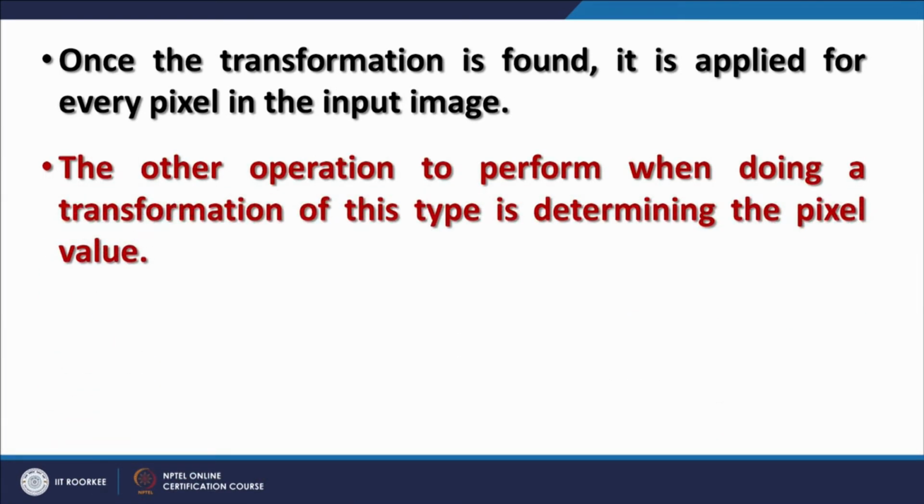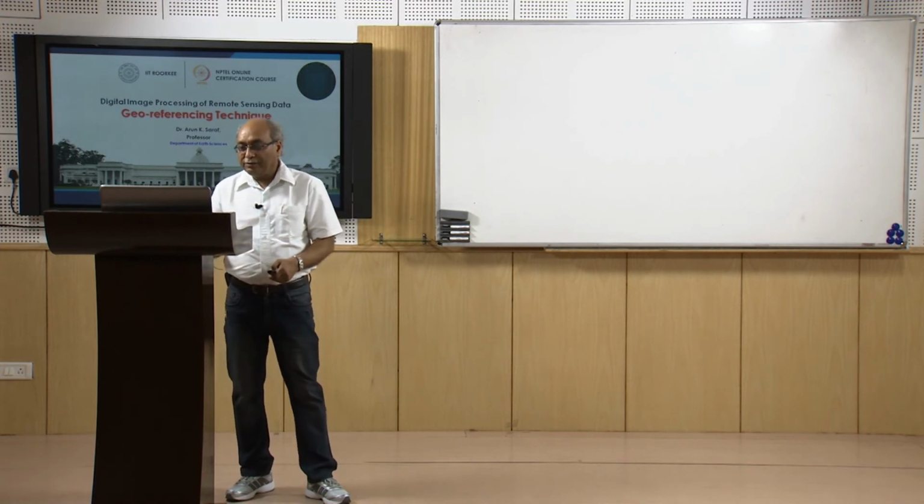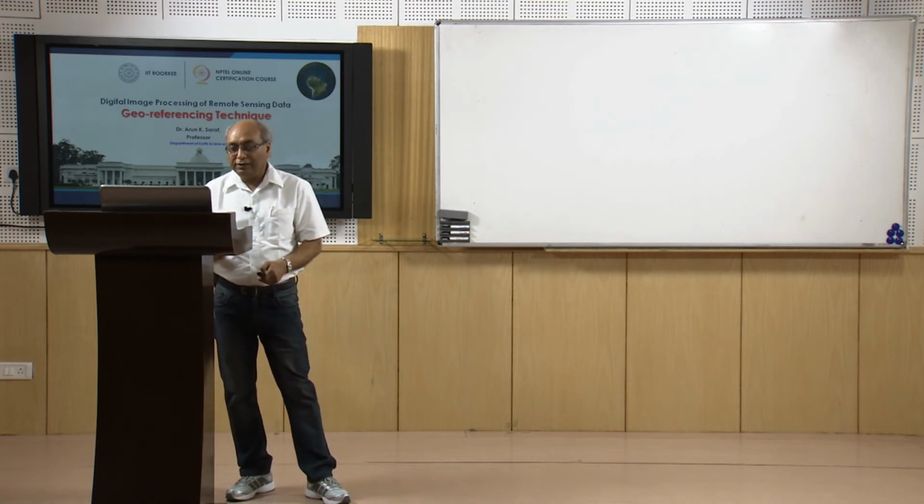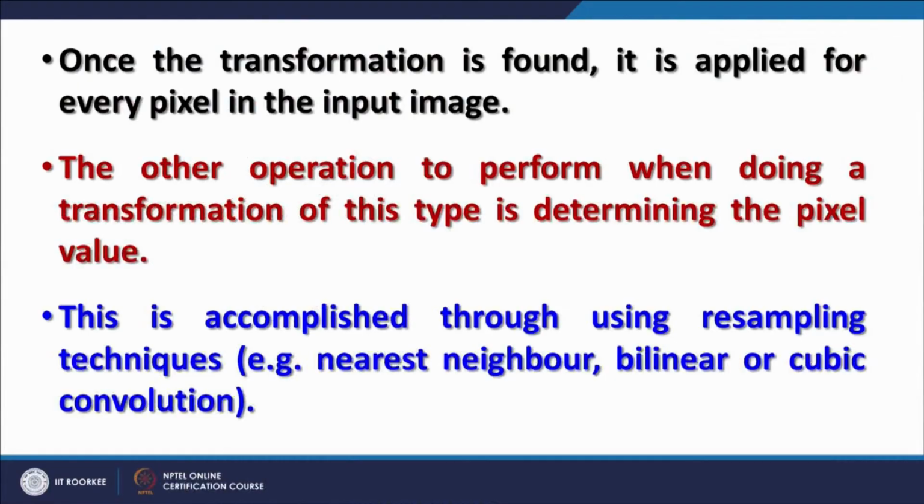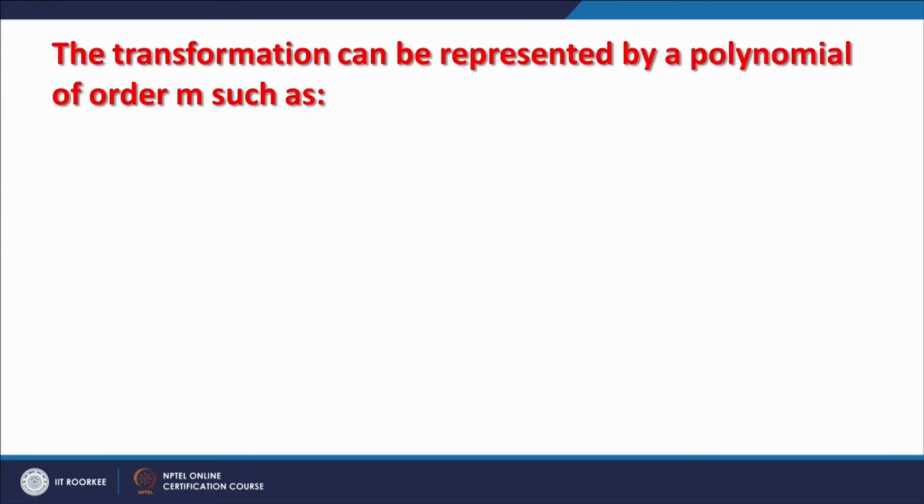and the other operation to perform when doing a transformation of this type is determining the pixel value. That is the third step, that is the resampling. Different types of resampling are there, which we will see a little later, and this is accomplished using resampling techniques, that is nearest neighbor, bilinear and cubic convolution. The details we will see a little later.